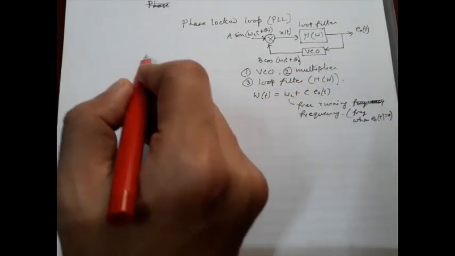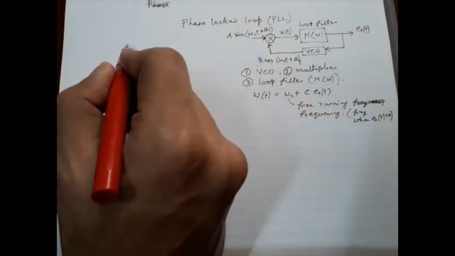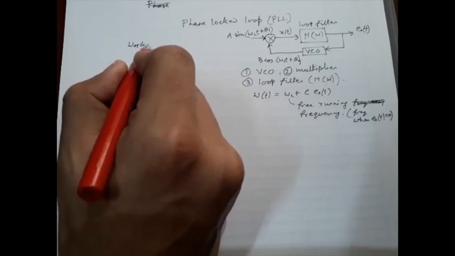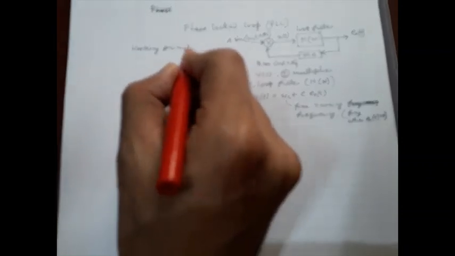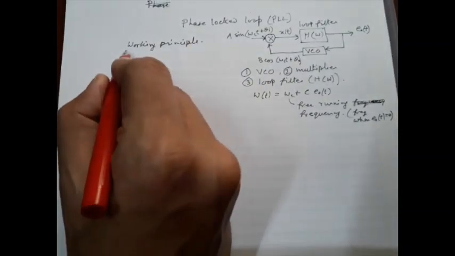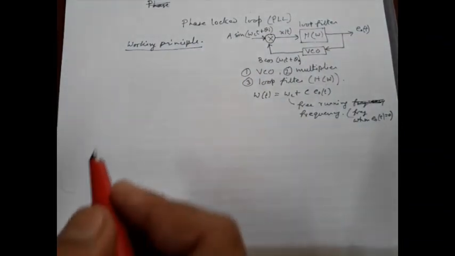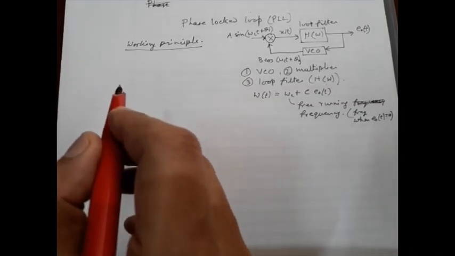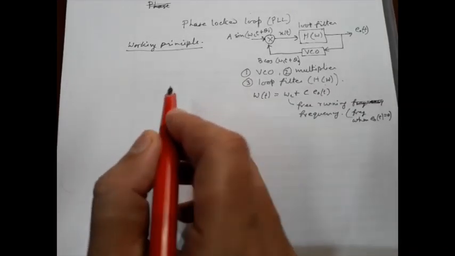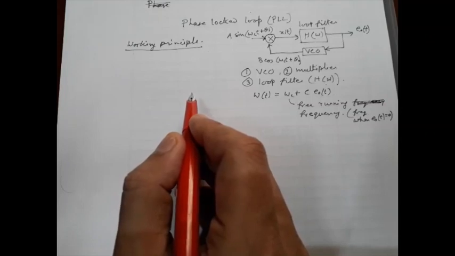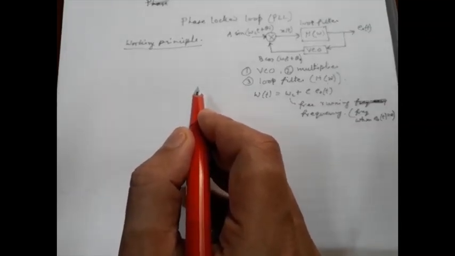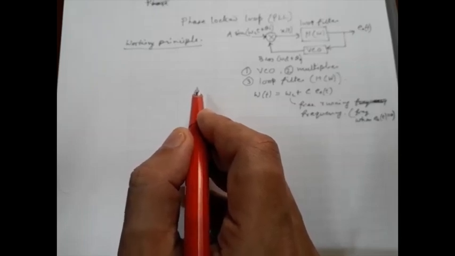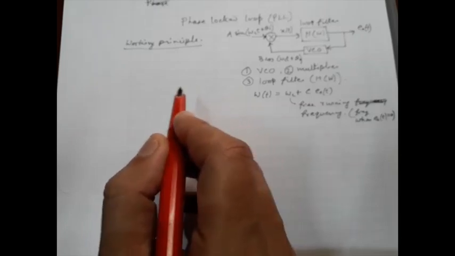So now let us try to understand the basic working principle of PLL. It is not necessary for the VCO input and output frequencies to be equal. All that is needed is to set the VCO free running frequency as close as possible to the incoming frequency.